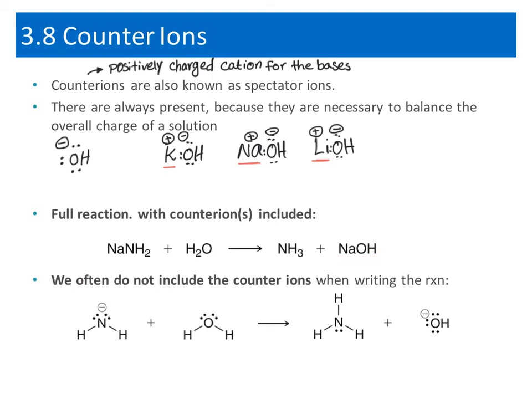So the sodium cation right here, this is a counter ion in the reaction. But oftentimes we don't include the counter ions in the reaction. So this reaction can be written as amide anion reacts with water to form ammonia and hydroxide anion. So we just omit the counter ion, but we know that these ions have a counter ion next to them to stabilize their negative charges.